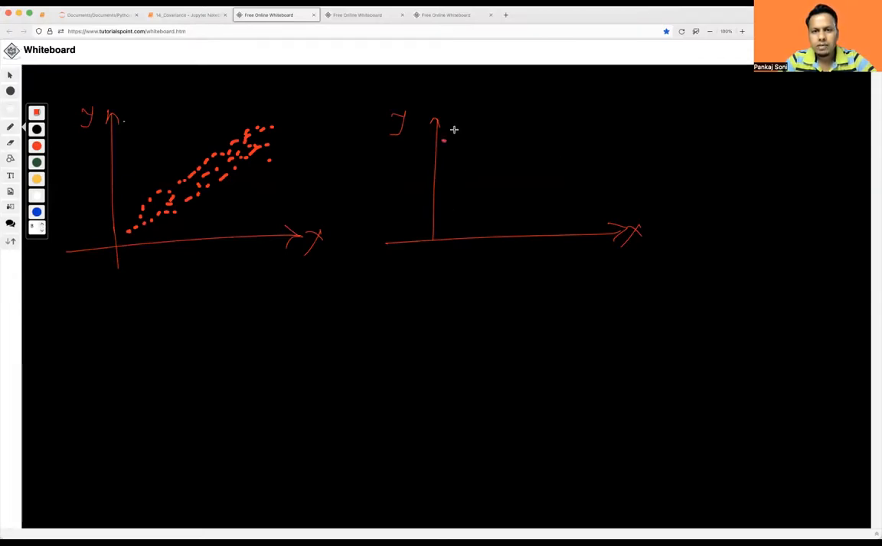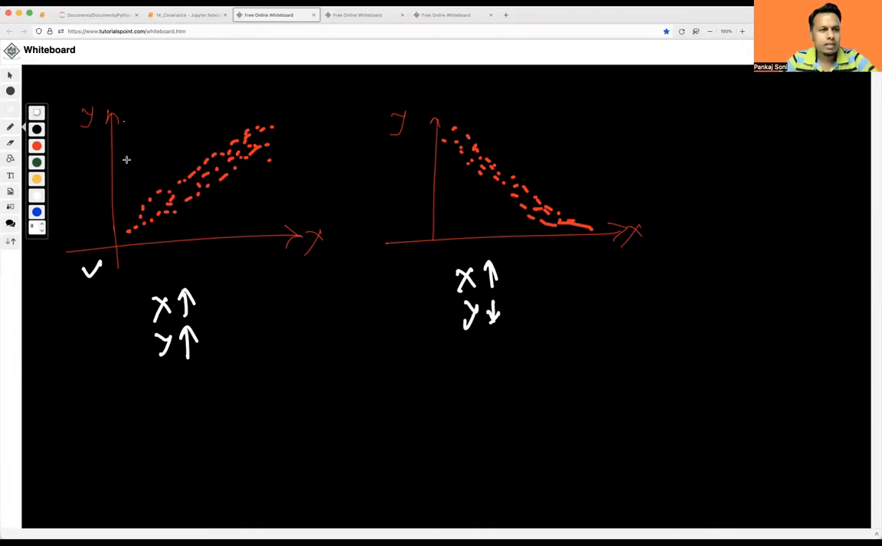Let's say x is very high, but the y value is just opposite. By looking at the graph, you can easily tell that whenever x is going high, y is going down. In the first graph, when x is going high, y is also going high. In this particular case, when x is going high, y is going low. You can see there will be a regression line here, which I'll talk about in machine learning once we talk about linear regression. If you plot a regression line here, it will be like this.